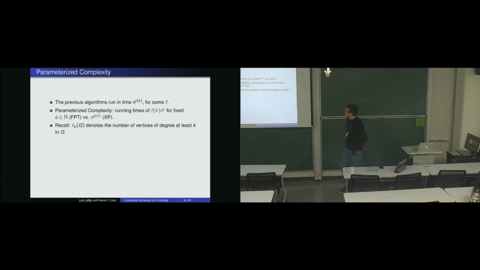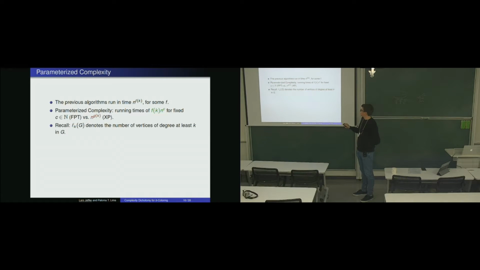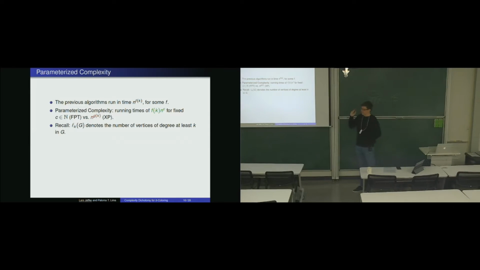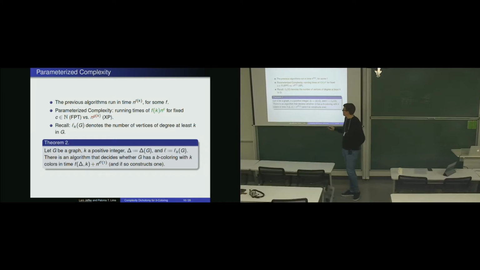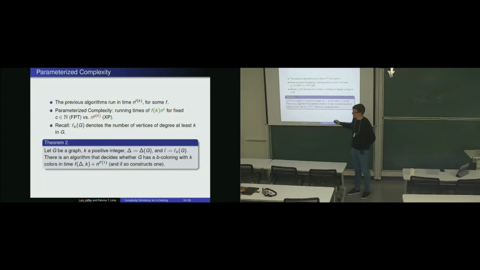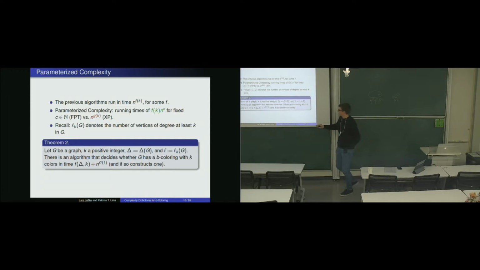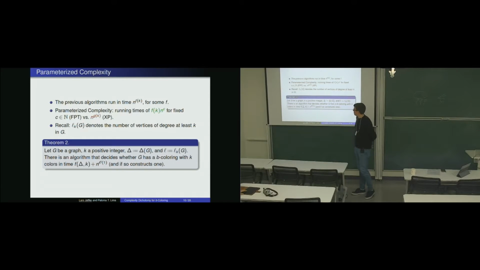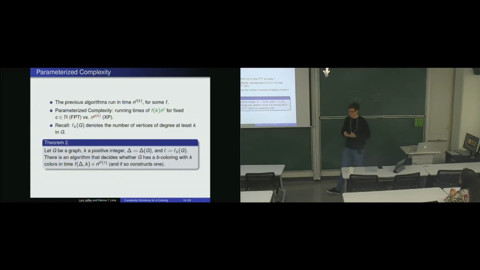All right, so recall that L_k of G is the number of vertices of degree at least k in G. Now what we will prove is the following. So we prove that there is an algorithm that decides whether G has a B coloring with k colors in time f of L, plus some polynomial in n. Whoops, this has to be L. I'm sorry. And if there is such a coloring, it also constructs one.